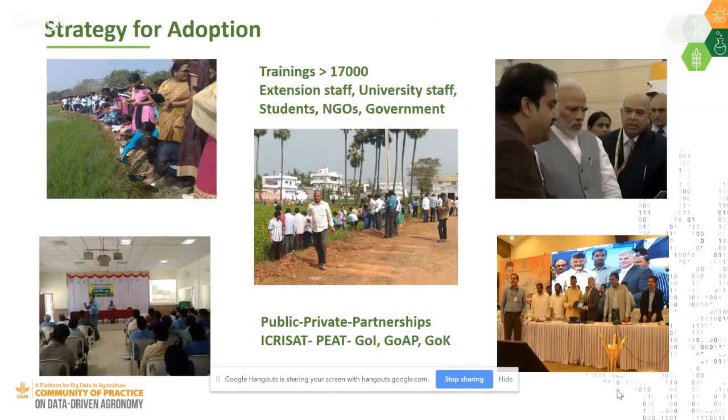The adoption strategy: we believe that public-private partnership is the way forward. We have included the government from the beginning. On the right side is the Prime Minister of India, who gave us time to look at the demonstration and its usefulness. On the right side bottom, you have the Chief Minister of one of the states launching it. And of course, many training programs were conducted. On the left-hand side, you see the extension workers of the Department of Agriculture. They all have a tablet, so it was very easy for us to take this forward through the partnerships of ICRISAT, through the governments, the NGOs and the universities.